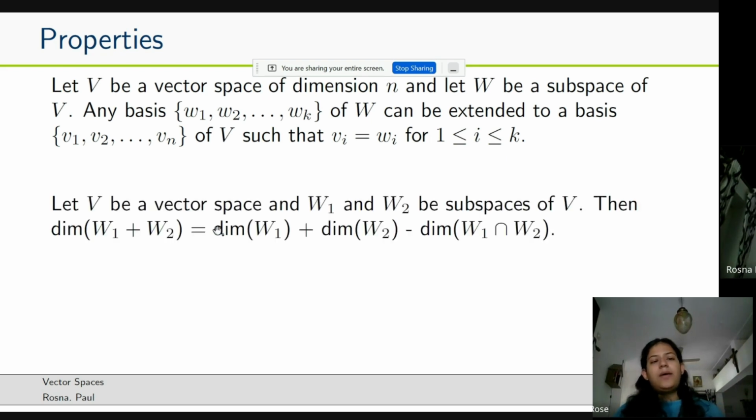Another property is that if you have a vector space and two subspaces W1 and W2, then the dimension of W1 plus W2 is equal to the dimension of W1 plus the dimension of W2 minus the dimension of W1 intersection W2. This formula also sometimes comes up in questions, like if the dimension of W1 is 2 and the dimension of W2 is 4, then what can be the dimension of W1 plus W2? These questions can be answered by using this formula.